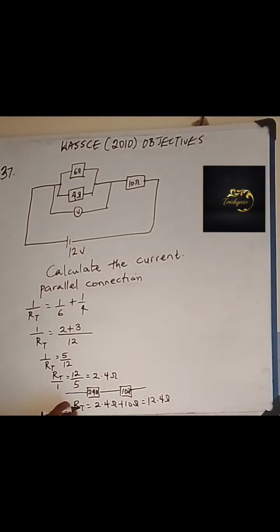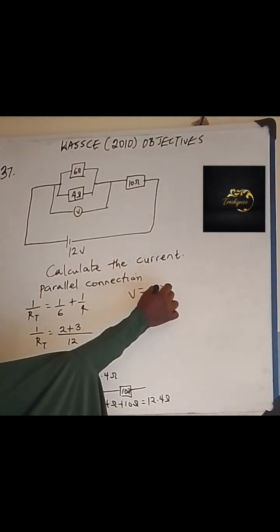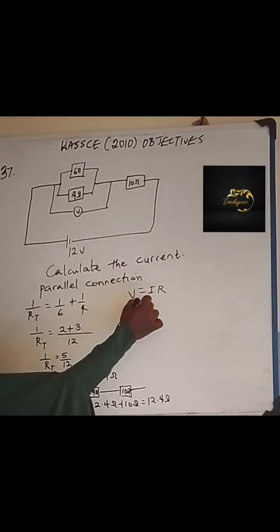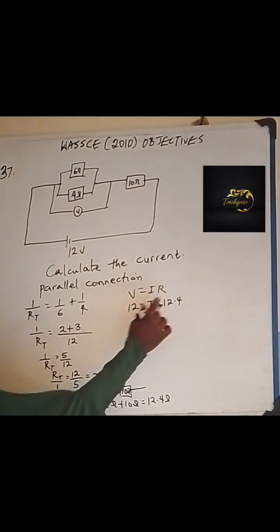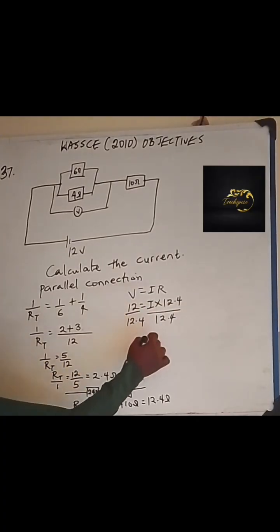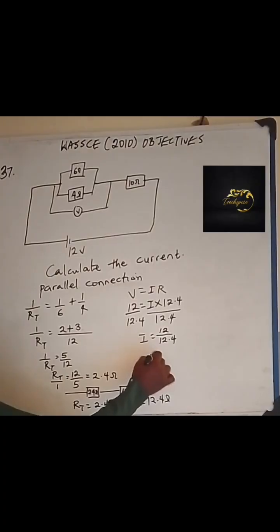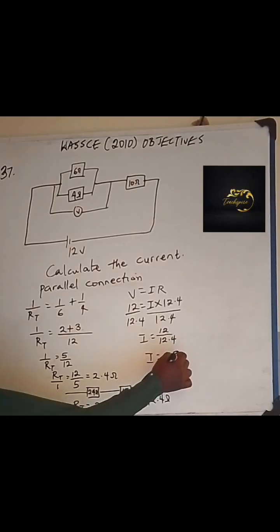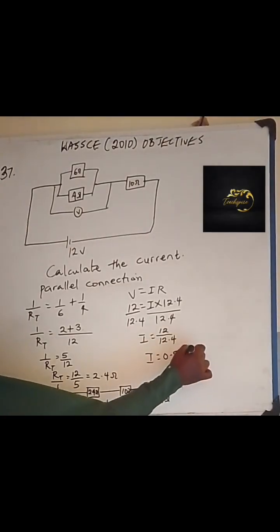Now that I know the value of my resistor, I can calculate the current because V equals IR. I'm given V to be equal to 12, so 12 equals I multiplied by my R, which is what I've gotten, 12.4. I'm looking for I, so I divide both sides by 12.4, and I is going to be 12 divided by 12.4, which is 0.97. I remember to put the unit of current, which is amperes.